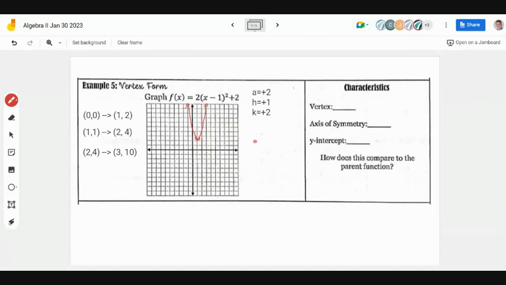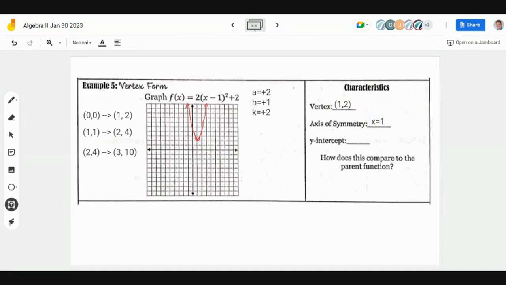But when we graph it, it looks something like that, which you can go to Desmos and see. 2 times x minus 1 squared plus 2 is going to be graphed just like that. And we'll look at that in just a second here. Let's go ahead and fill in our vertex. We know the vertex is moved to 1, 2. The axis of symmetry is going to be at x equals 1 because it's whatever the h is, right?